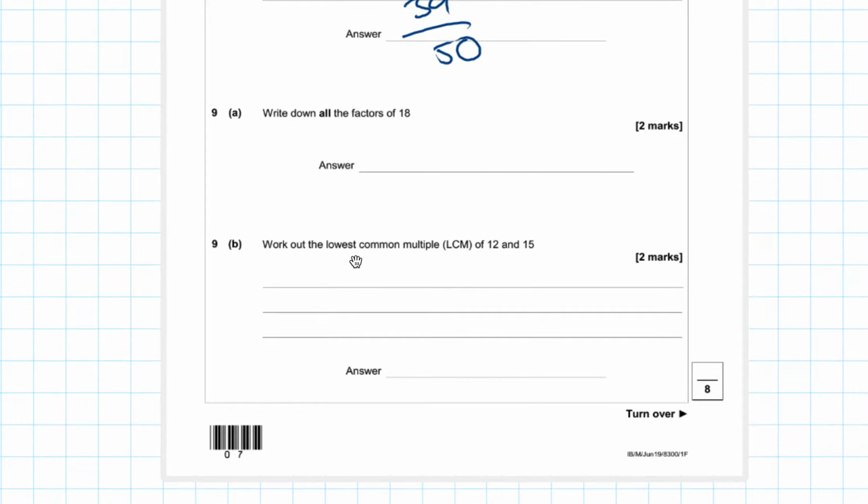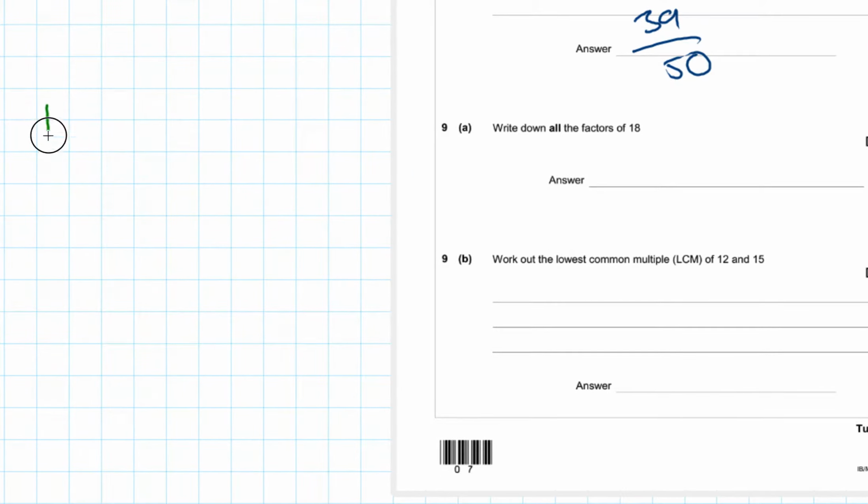Then we look at question 9, so write down all the factors of 18. For this type of question, how I would approach this is you have 18, and you simply start from 1 and work up. For example, 1 times 18 is 18. 2 times 9 is equal to 18. We've got 3, so 3 times 6 is equal to 18.